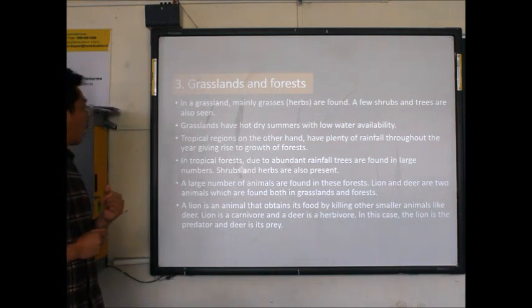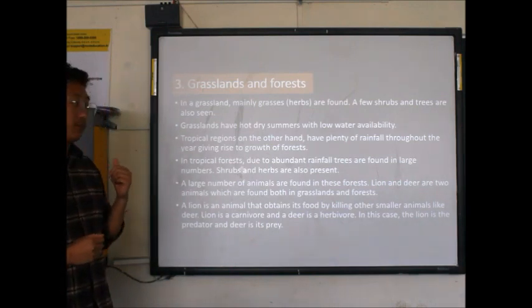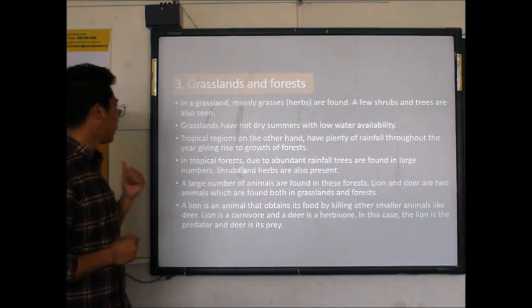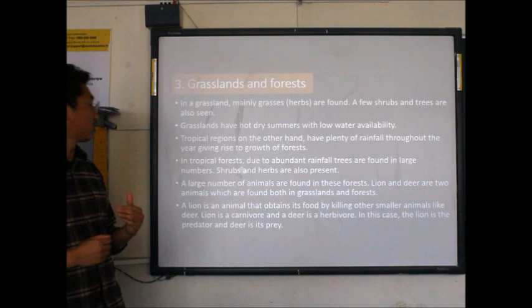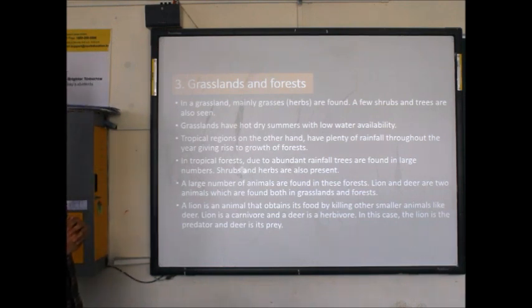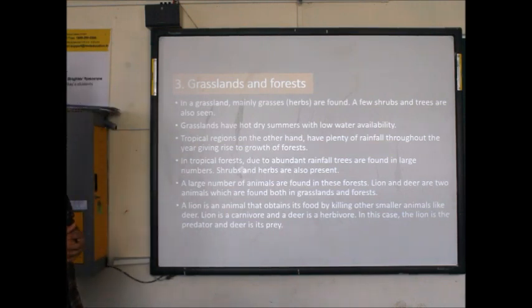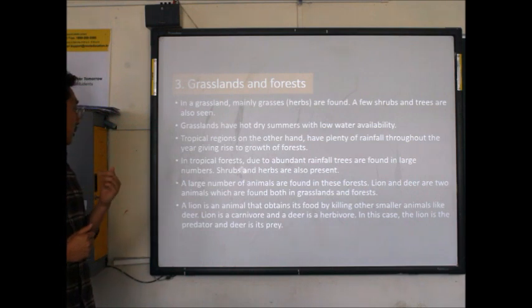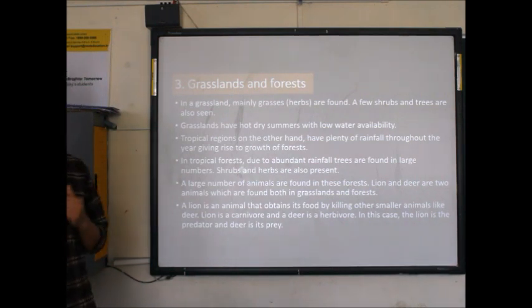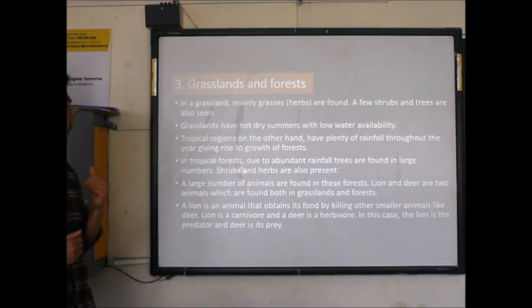In case of rainforest or tropical region, there is plenty of rainfall throughout the year, so that it becomes possible for the trees or the forest to grow. So in tropical forest, due to abundant rainfall, trees are found in large numbers. Shrubs and herbs are also present. Because of this abundant rainfall, it is possible for the trees and other plants to grow in abundance.